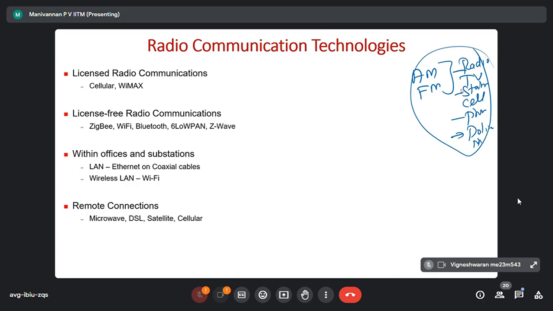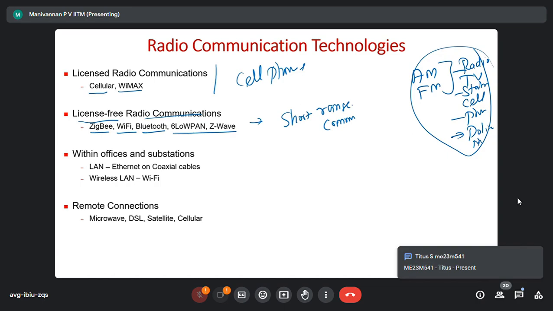But when we talk about digital radio communication, we use cellular for cell phones and WiMAX. Then there is license-free digital communication: Zigbee, Wi-Fi, Bluetooth, Z-Wave. These are used in wireless communication and are meant for short range digital communication.